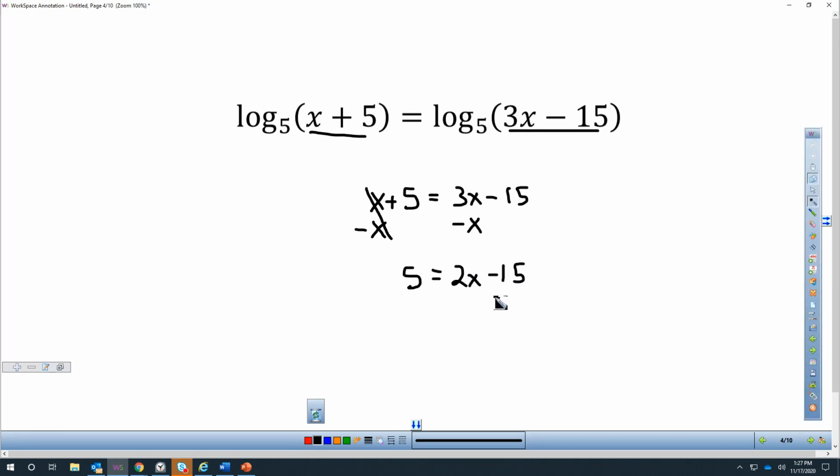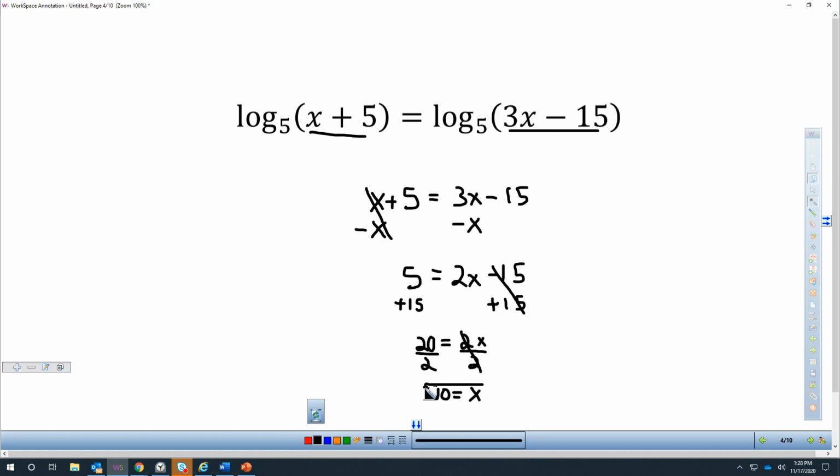Okay, so next I'm going to want to add 15 to both sides to get rid of that. Adding 15 to negative 15 is going to cancel that out. I'm going to have 2x is equal to 5 plus 15. That comes out to be 20. And now I would divide both sides by 2 to see what x is. You can tell already it's probably going to be 10, right? x equals 10.